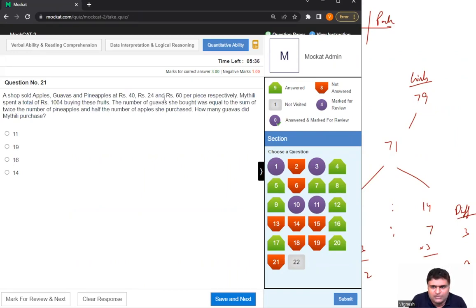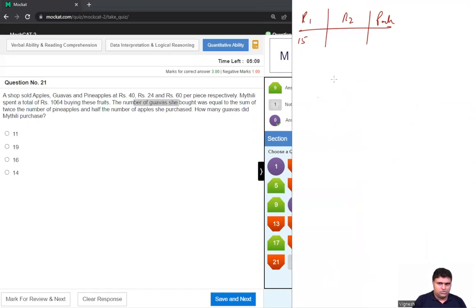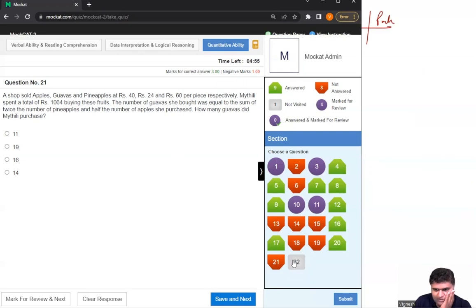A shop sold items at a cost per piece. Maithili spent a total of 1,064, which looks like a little difficult number. The number of guavas she bought was equal to the sum of twice the number of pineapples and half the number of apples purchased. How many? The number of guavas is already linked up with the other two. Would you want to do it? Quickly, your call. Given that not many are saying yes.